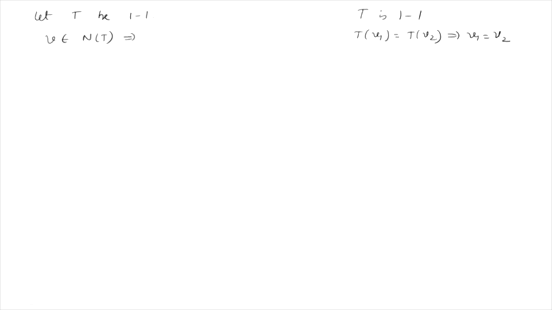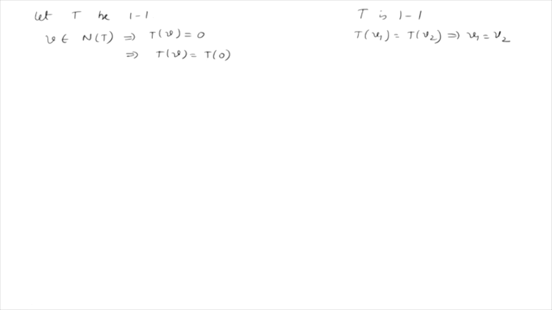Now if this belongs to the null space, that means T(v) = 0. This implies T(v) = T(0), because we know that T(0) maps with 0 only. Now since T is 1 to 1, by this definition we can simply say that v = 0. So this implies the null space of T is nothing but the singleton {0_V}.